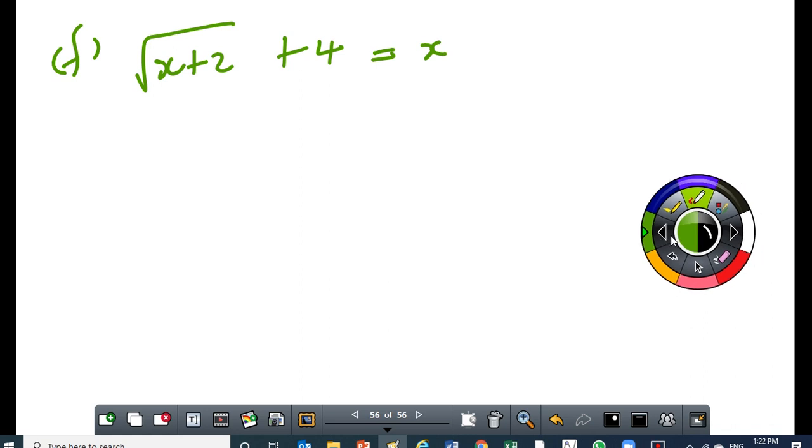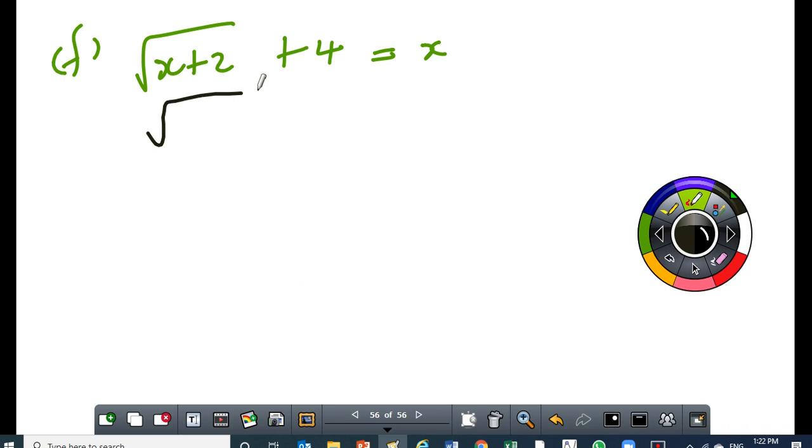Right? So here, the first thing, isolate the surd. That's the first thing. So we'll take the positive 4 to the left. The next step will be the square root of x plus 2 is equal to x minus 4. That will be your first step. Okay?